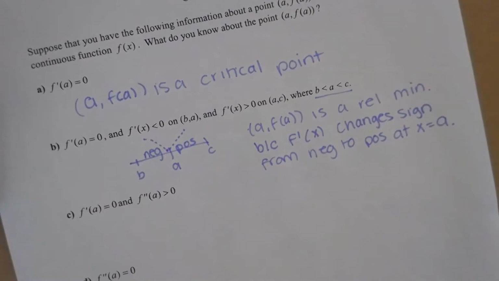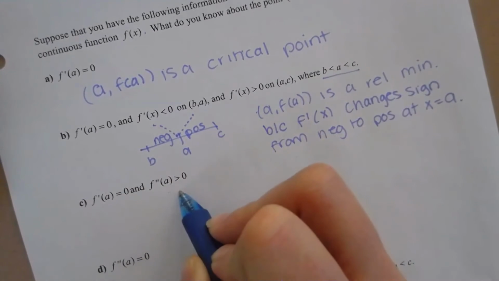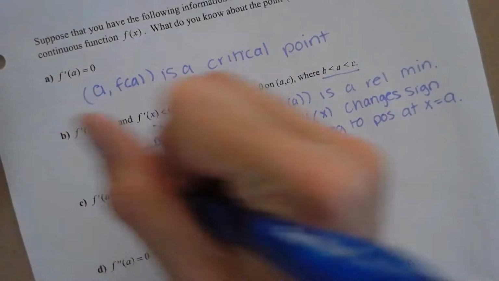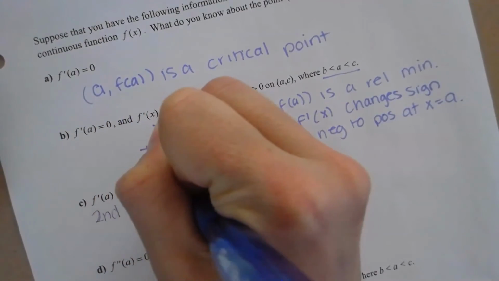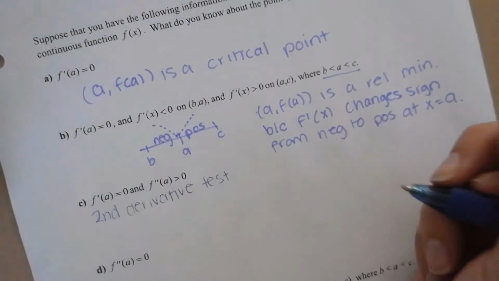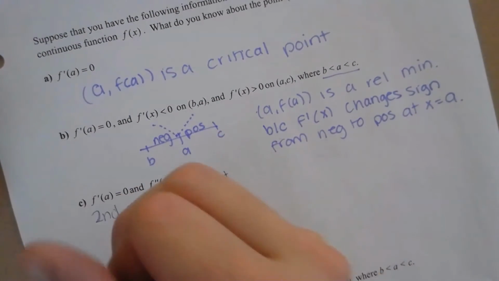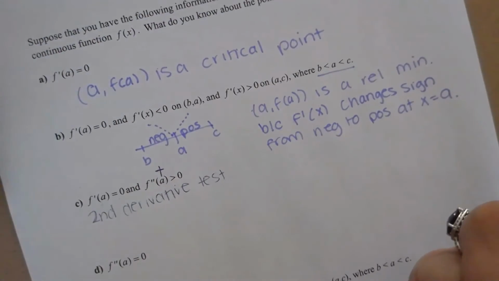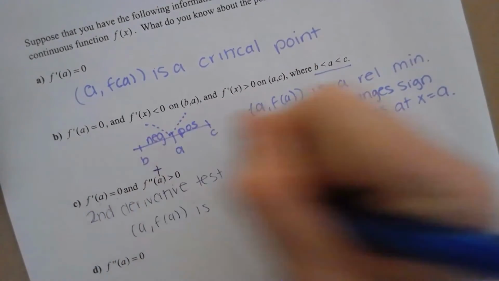All right, part C, f prime of A equals 0, and f double prime of A is greater than 0. What test is this? Yep. So this is the second derivative test, because they give you a critical point, and then they give you the sign on the second derivative. The second derivative test says that if the second derivative is positive, and the first derivative is a critical point, then A, f of A, is what?